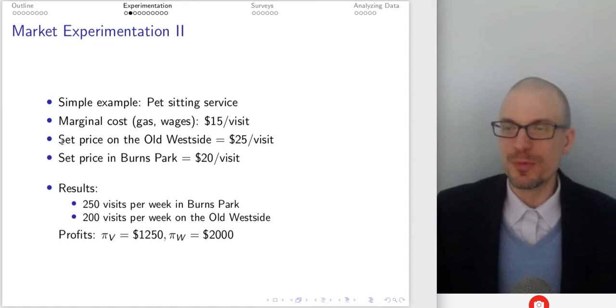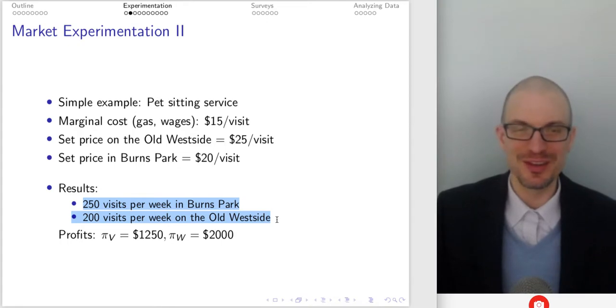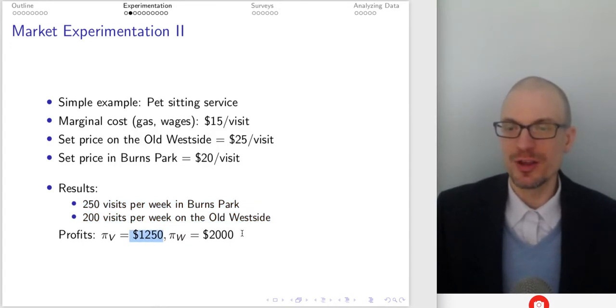All right, so suppose we were trying to determine the optimal price. Set the price in Old West Side at $25 per visit, set the price in Burns Park at $20 per visit, and here's what happens. 200 visits per week are demanded in Burns Park, 200 visits per week in the Old West Side. We can calculate profits for each, and it looks like the $25 per visit is more profitable. 25 minus 15 is 10, times 200 is 2,000. It's certainly bigger than 1,250. So that's pretty good per week.